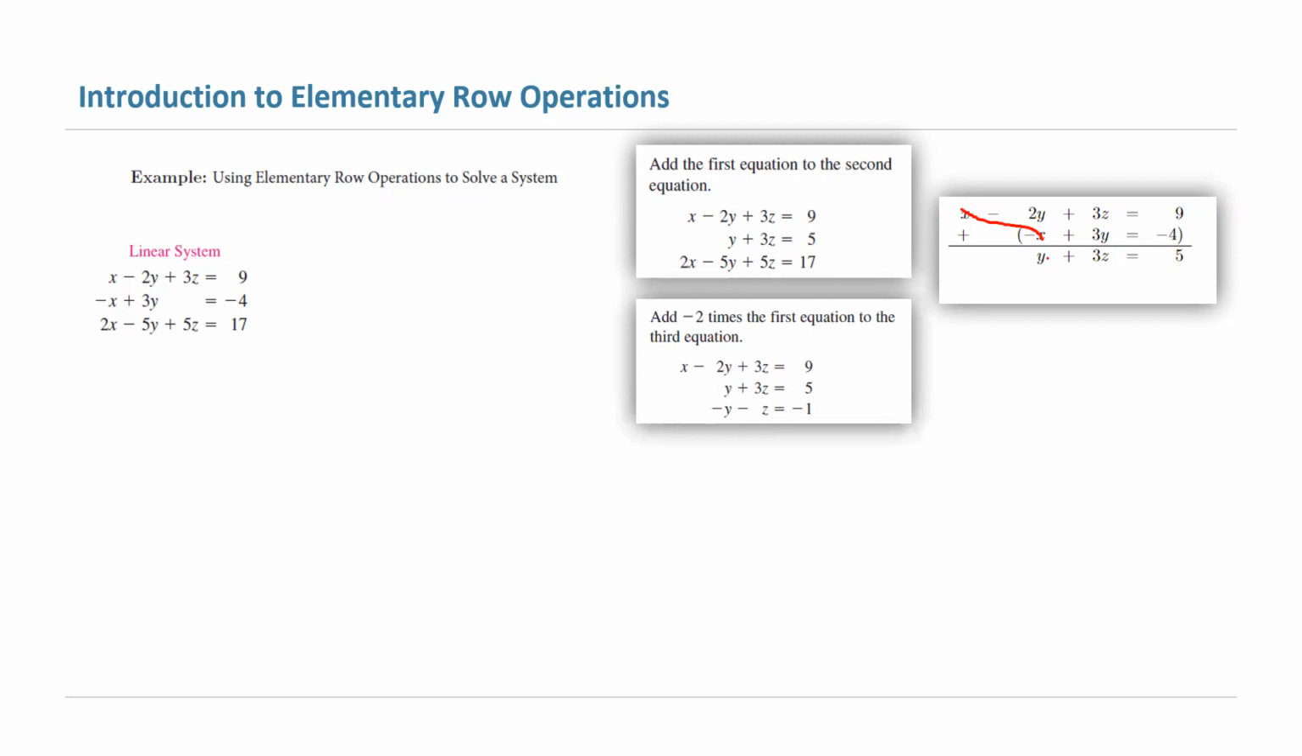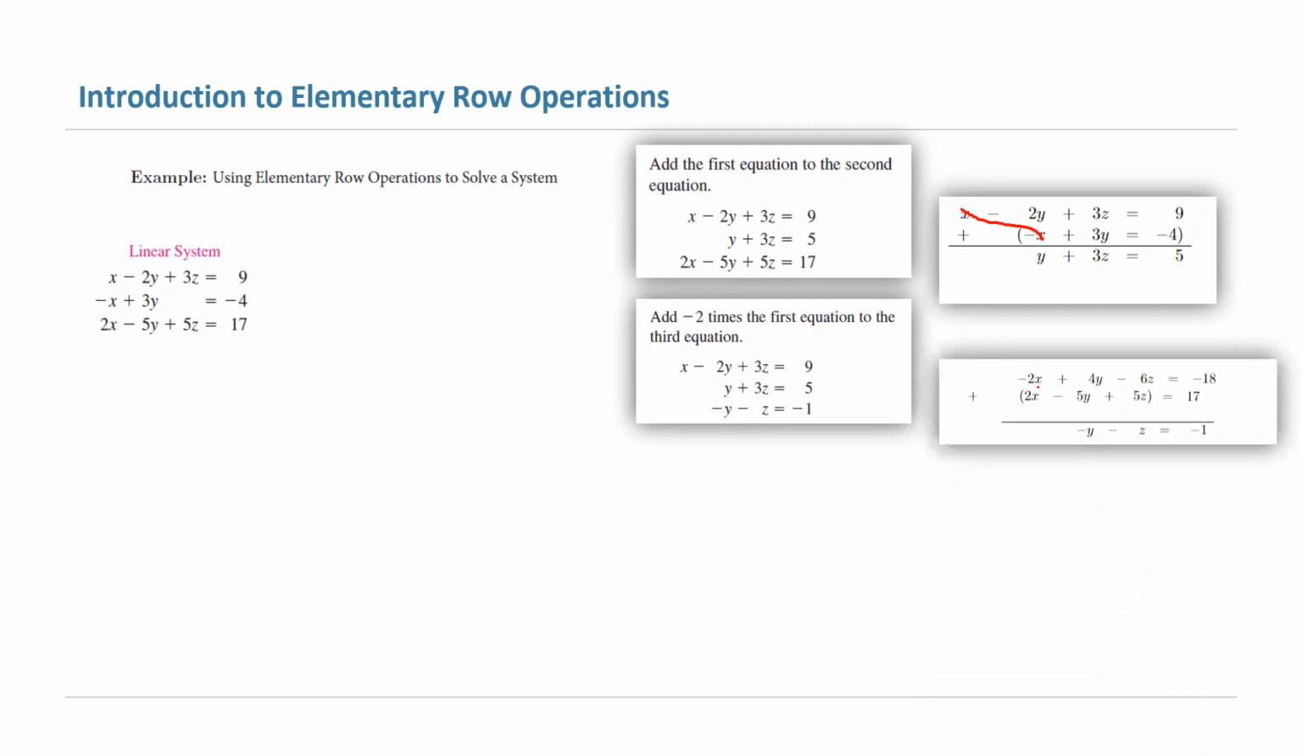Now you're going to add negative 2 times the first equation to the third equation. So negative 2 times the first equation, negative 2x plus 4y minus 6z equals negative 18, plus the third equation, which is 2x minus 5y plus 5z equals 17. Again, when you do the algebra, the variable x disappears. Remember that our goal is to get rid of variables one by one. And our third new equation is going to be negative y minus z equals negative 1.